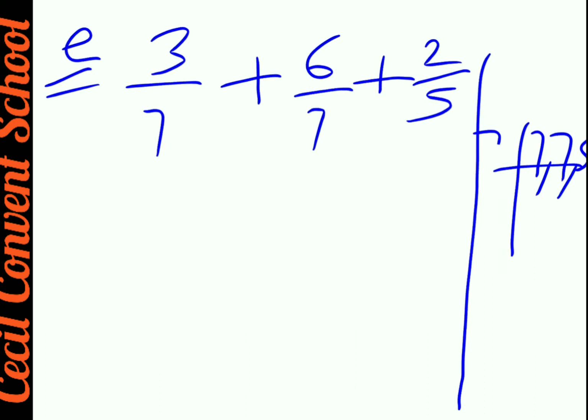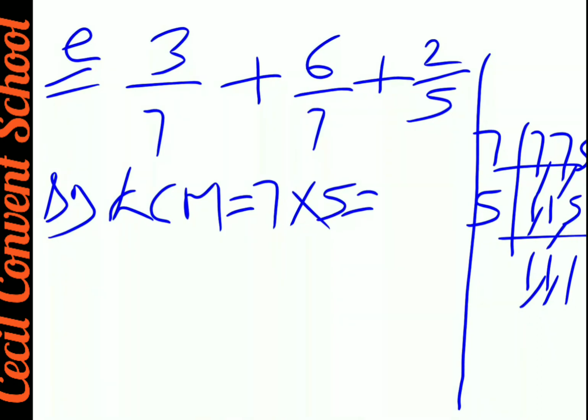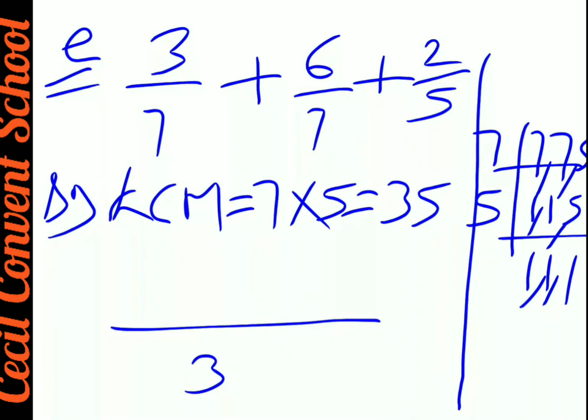Firstly we do with 7: 1, 1 and 5. Then you have to do with 5: 1, 1, 1. So what will the LCM be? LCM will be 7 into 5, it will come 35. Clear? Now students, take 35 as it is down.